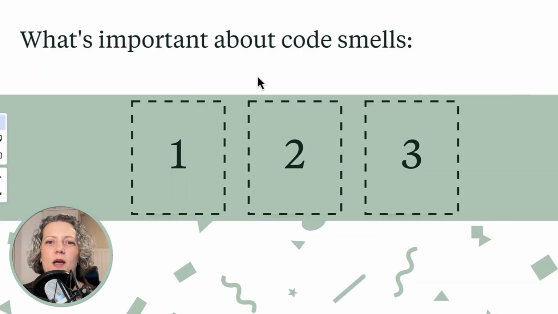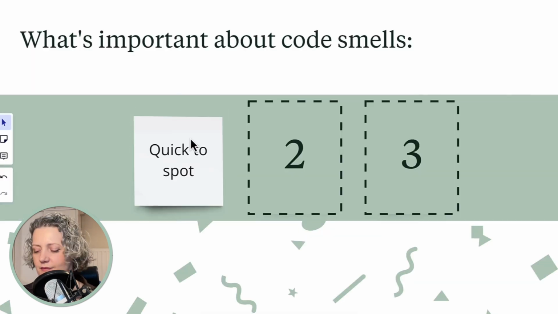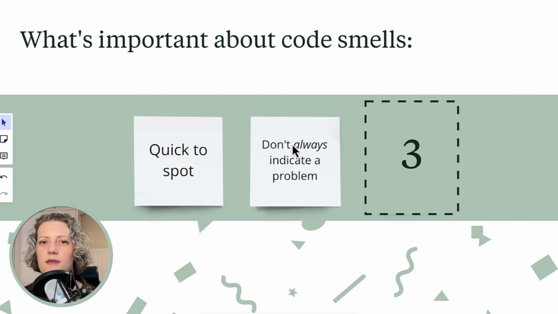So what's important about code smells? They are quick to spot, easy to see. Even if you're not a very experienced programmer, you should be able to identify if there is a smell. But they don't always indicate a problem. There could be a good reason for the code being that way. You don't always have to take action. Once you've spotted a smell, you have to dig a little deeper and work out if there's something you actually need to do about it.